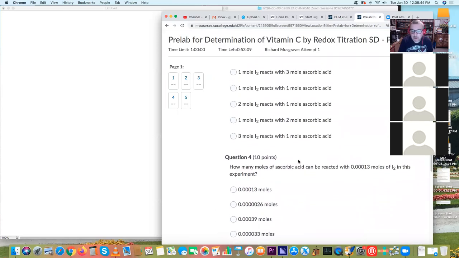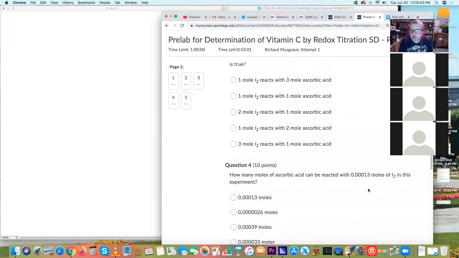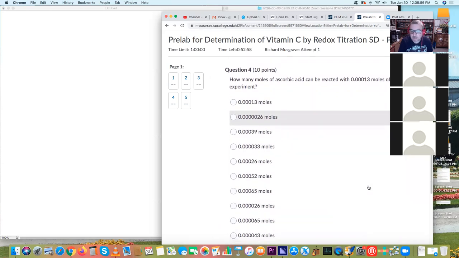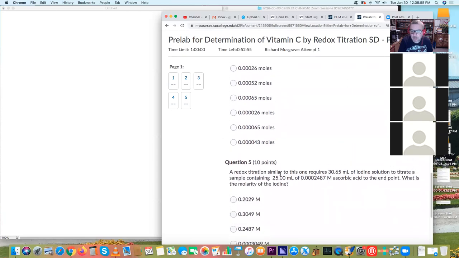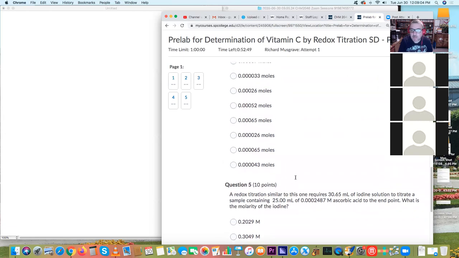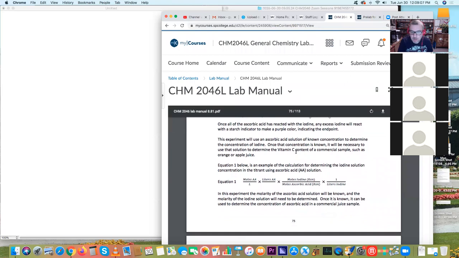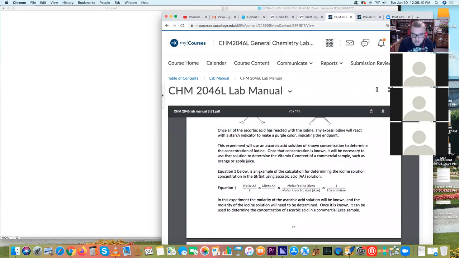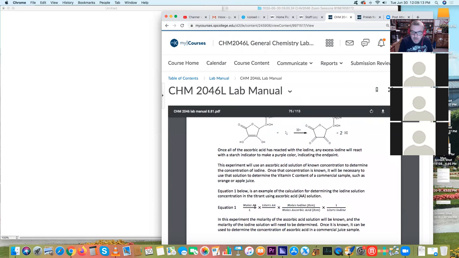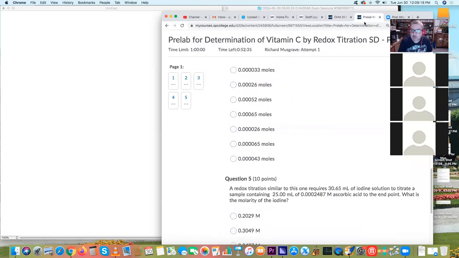Okay. How many moles of ascorbic acid can be reacted with that many moles of I2? Well, because it's a 1:1 reaction, as we discussed, that's going to make it pretty easy to figure that out. And this question here is asking you to basically apply this equation 1 down here. And when you've got moles per liter of ascorbic acid, that is the actual concentration of the ascorbic acid. So I think that's given here. Yeah, the concentration is this big M, which is moles per liter. So that's what goes in there.